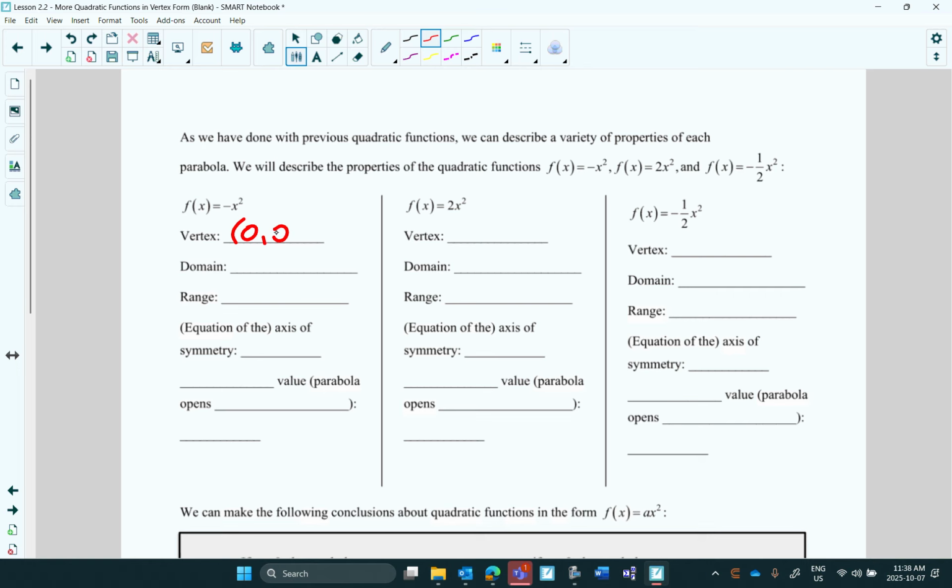Okay. What's the domain? Negative infinity to positive infinity. Good. Be careful with the range now, because it's upside down. What's the lowest y value? Negative infinity, and it goes all the way up to and including, what's the highest y value? 0, and it includes it.